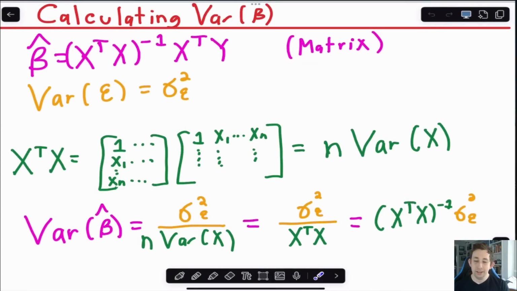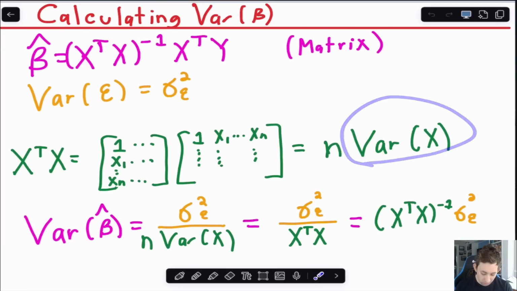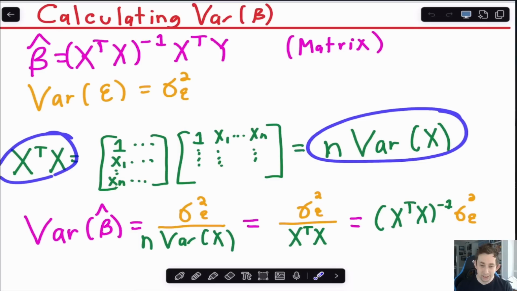And in order to calculate that based on the sample we have, we're going to remember that our beta hat in matrix notation is (X'X) inverse times X'Y. Again, I'm talking about matrix notation. And I know that the variance of epsilon in a particular sample is just sigma squared epsilon. Now, if I want to think about the variance of x for a second, or n times the variance of x, I'm going to claim to you that X'X is just n times the variance of x.